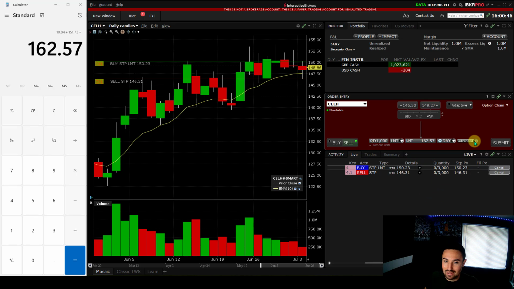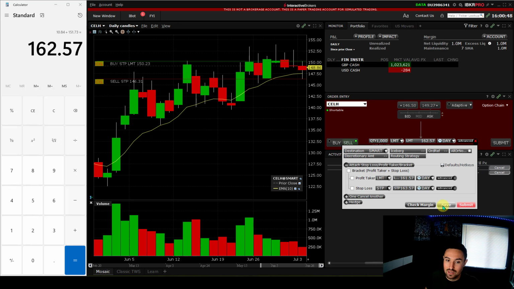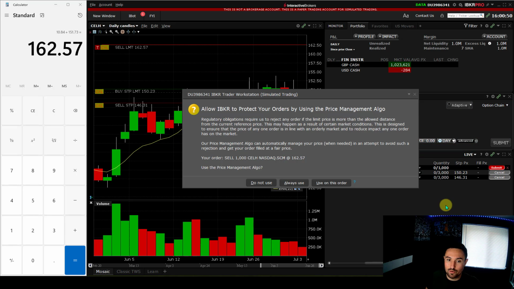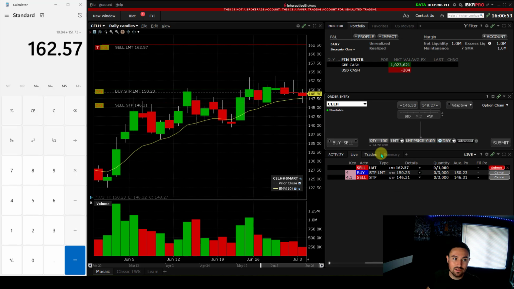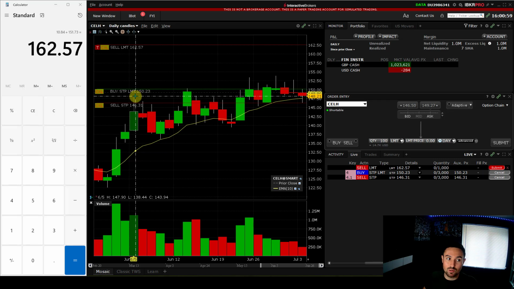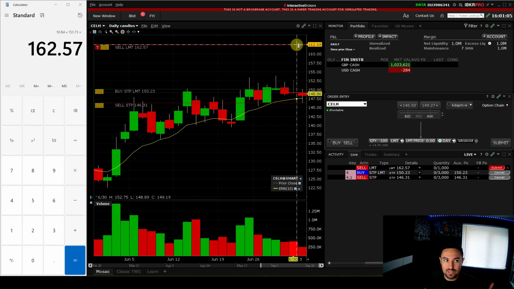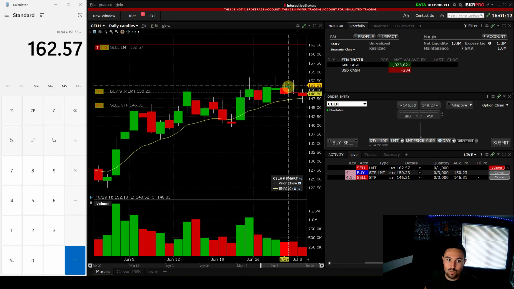So I'm just going to click advance and then I'm going to go save, because this is also the worst case scenario for me, because I may not get filled at that level of 151.73. I may get filled below it. I may get filled closer to where my buy stop is at 150.23. Maybe I get filled at 150.50. So therefore my stop loss is going to be less. So I don't need to be looking to free roll at 162.57. It may be 160. It may be 159.